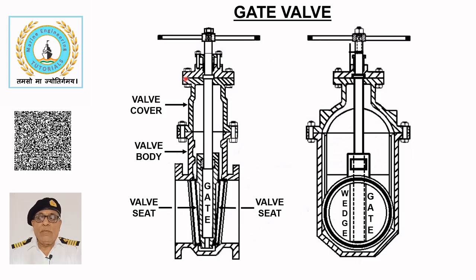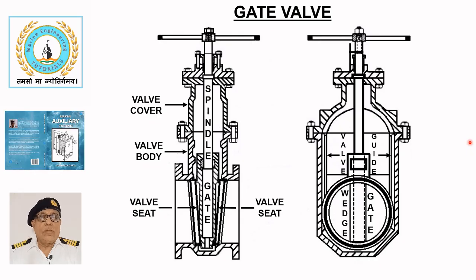The valve cover rests on top of the valve body and provides space to accommodate the gate when it is lifted. The valve body and cover have internal guides that ensure smooth vertical movement of the gate. The spindle has a collar that rests on the valve cover, maintaining a fixed vertical position.